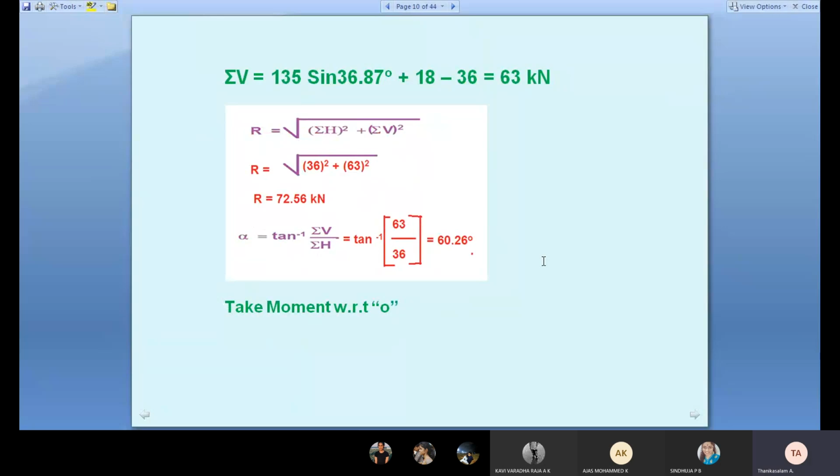This is a rigid body, no? So we have to take moment with respect to O. O is the starting point, so we have to calculate moment of O with respect to O. I am taking moment. What is moment? Force into perpendicular distance. Understand, students?